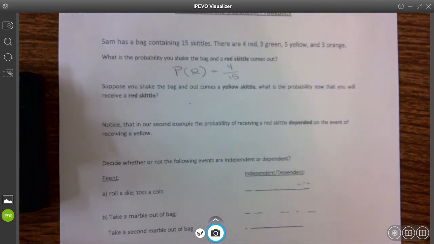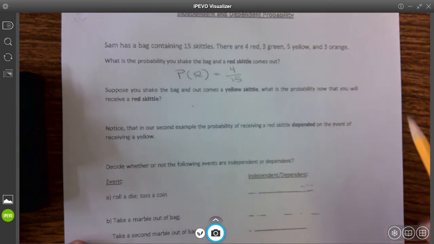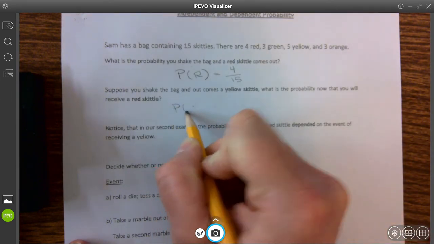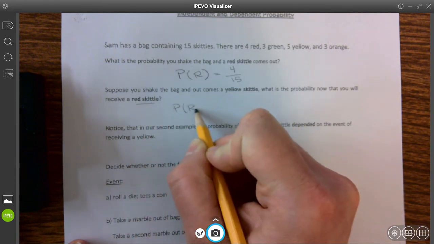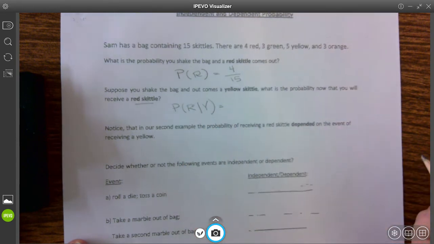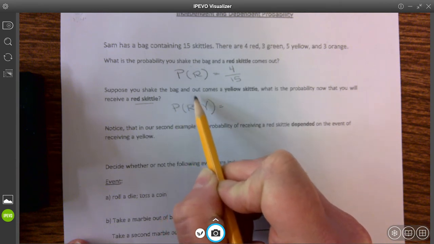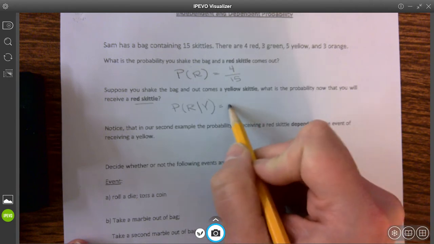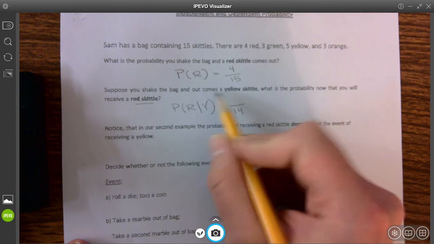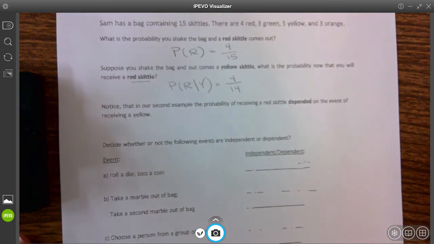Okay. Now suppose we're going back to the beginning. Our full bag is 15 Skittles. Now suppose you shake the bag and out comes a yellow Skittle. What would now be the probability that you got a red Skittle? So what is the probability that you get a red Skittle given that you received a yellow one prior? This line means given that. What is the probability you receive a red Skittle given that you just got a yellow? Well, if you just got a yellow, there's only 14 Skittles, and that would be 4 out of 14.